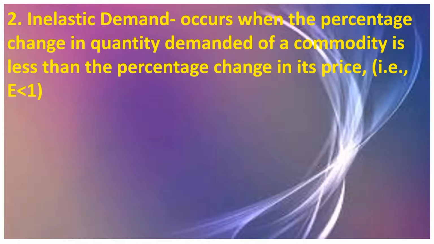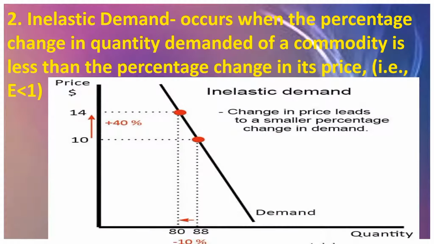For example, a 5% change in price of a product results in a less than 5% change in demand for the product. Like we said earlier, in elastic demand, the coefficient is always greater than 1. But in inelastic demand, being the opposite, the coefficient is always less than 1. The graph here says change in price leads to a smaller percentage change in demand.